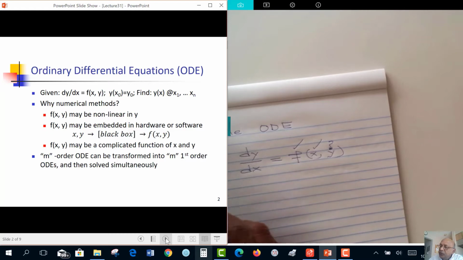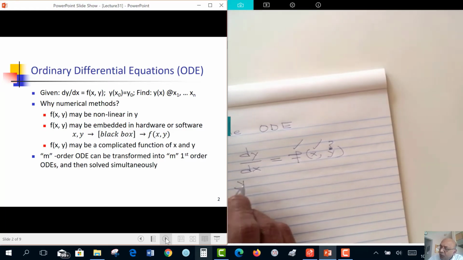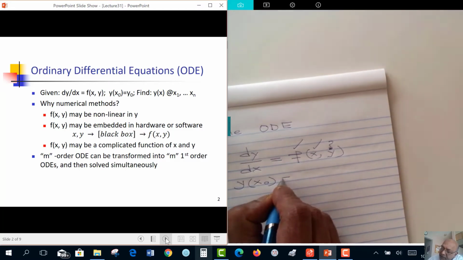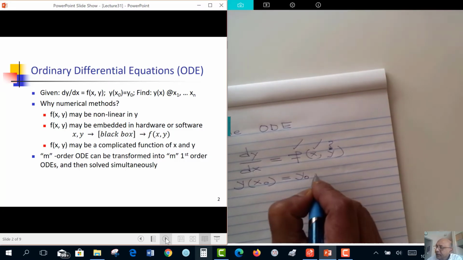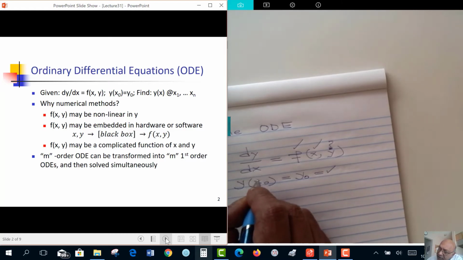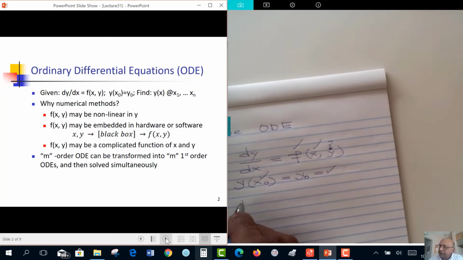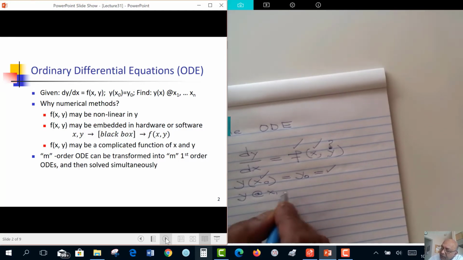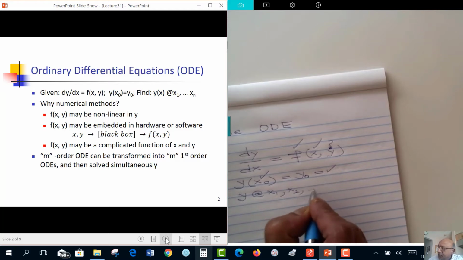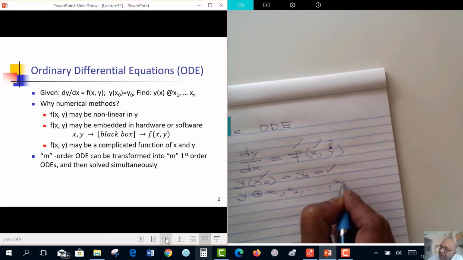Usually, in order to solve this equation, we need one condition. So we need to know y at some x value. So we say y at some x0 is y0. So we know this. So we know x0, we know y0. And what we want to find is therefore what is y at the next values, x1, x2, x3, and so forth to xn.